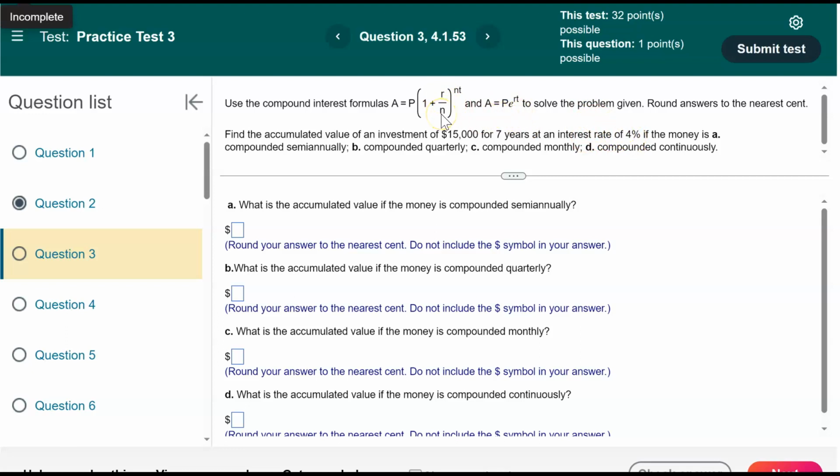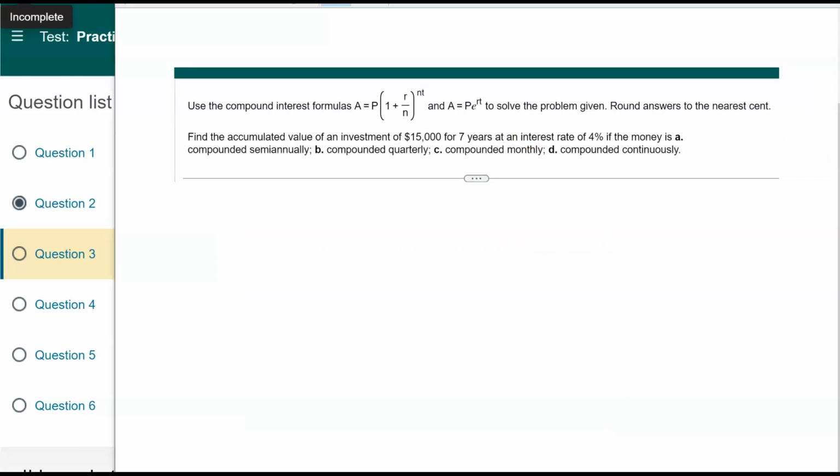And you write that in decimal form. And then N is the number of compounding periods. So if it's semi-annually, N is 2. If it is quarterly, N is 4. And if it's monthly, N is 12. So let's write that down. Semi-annually, N is 2. Quarterly, N is 4 because there are 4 quarters in a year. Monthly, there are 12 months in 1 year. So N therefore is 12. That's the number of times you apply interest.